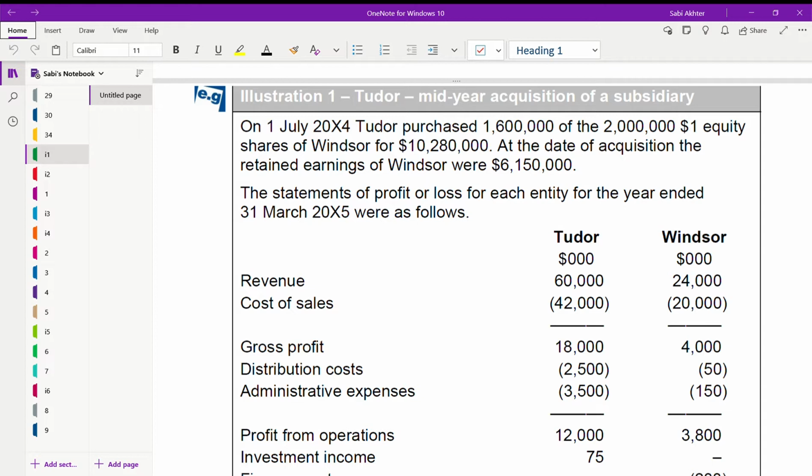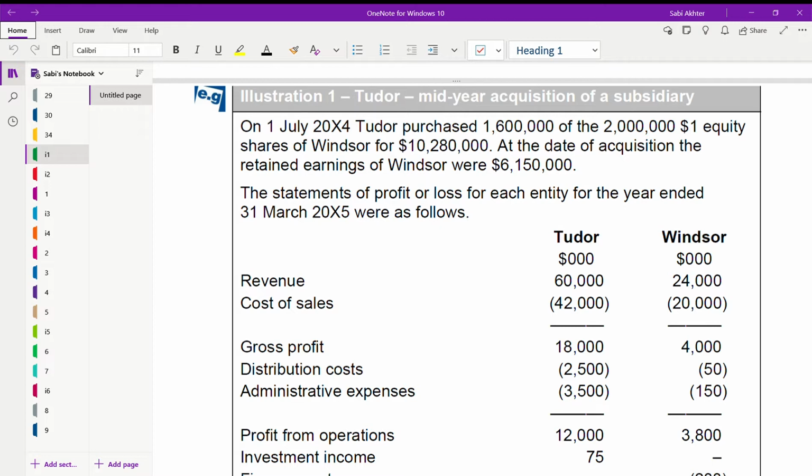So let's start today's video with illustration 1. We are with Tudor, and this is a mid-year acquisition of a subsidiary. Okay, this type of question is very common in your exam. So just follow through carefully the steps that they are doing, not just the final answer, but you need to follow the steps to get the maximum marks.